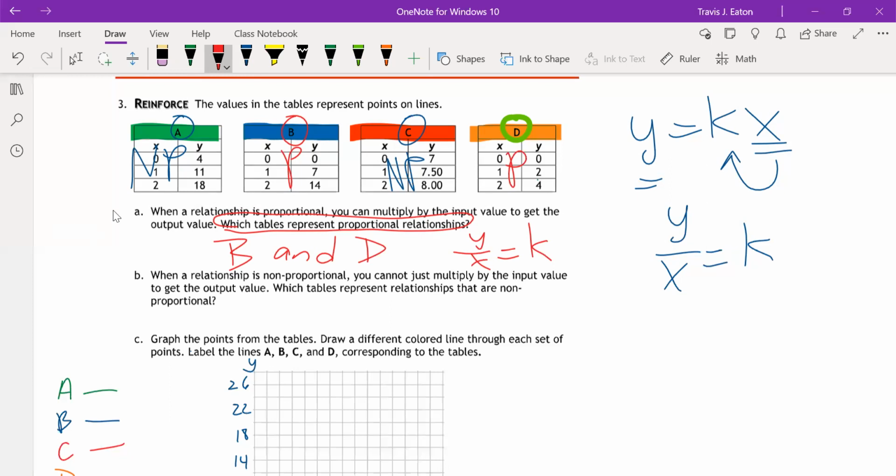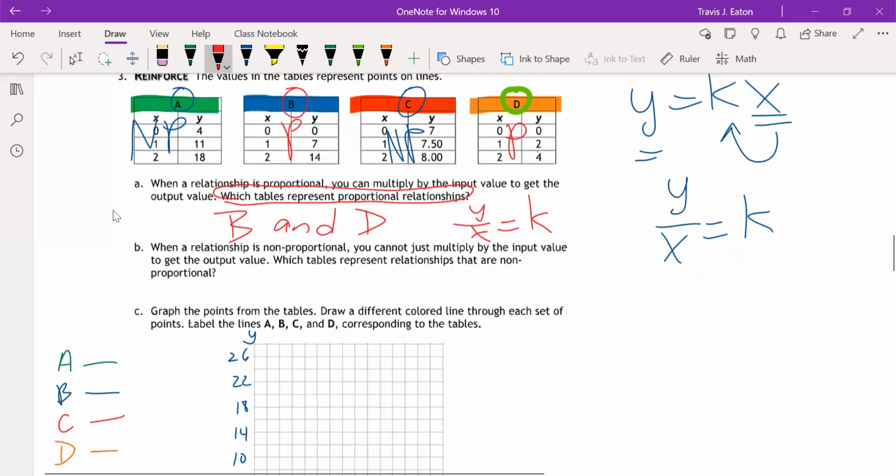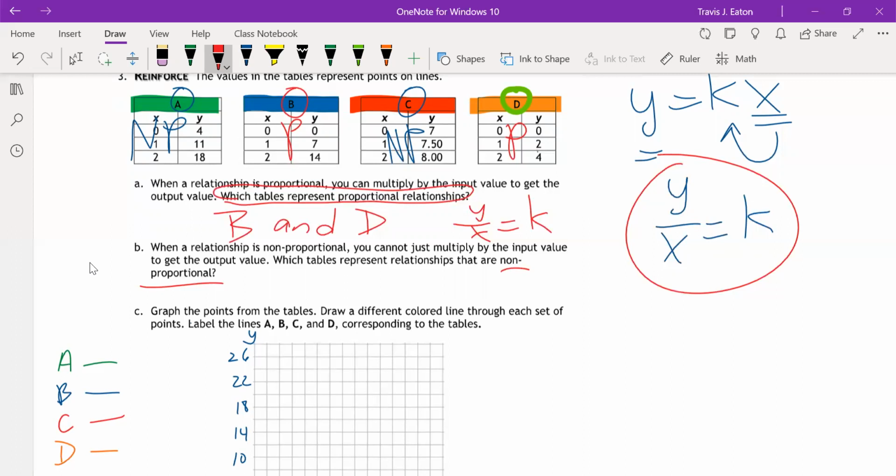All right. Now, the next part says when a relationship is non-proportional, you cannot just simply multiply by the input value to get the output value. So that means when you divide the y by the x, you're not going to get that constant either. So which tables represent relationships that are non-proportional? Well, look at that. We've already figured that out. Sweet. That would be tables A and C. Those are not proportional relationships.